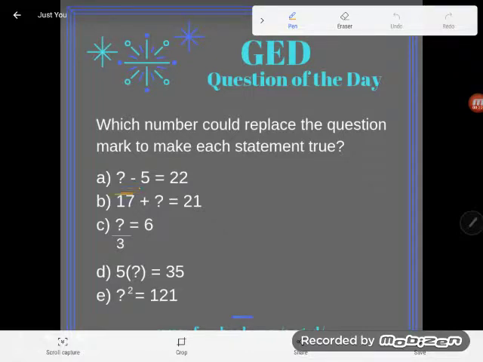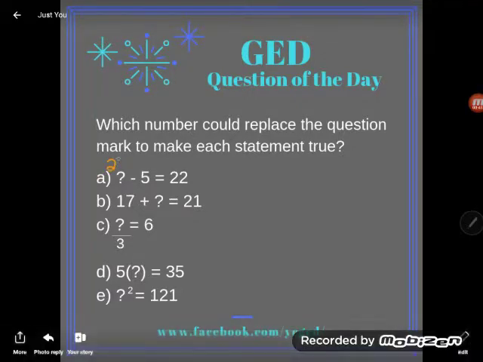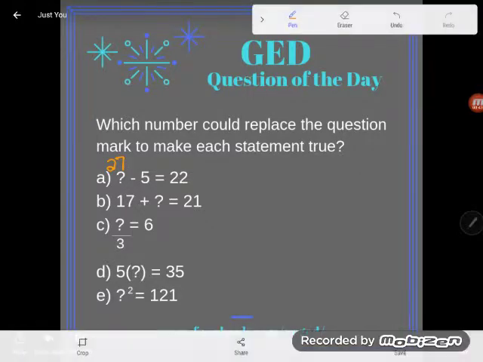Statement A says question mark, or some number I don't know, minus 5 is equal to 22. So I'm asking you, what number minus 5 is equal to 22? From what number would you have to take away 5 to equal 22? Now, a lot of you brilliant people, and good for you if this is you, have the number 27 pop into your head. But when I ask you where that number came from, people aren't sure. Some people, the number just comes to them.